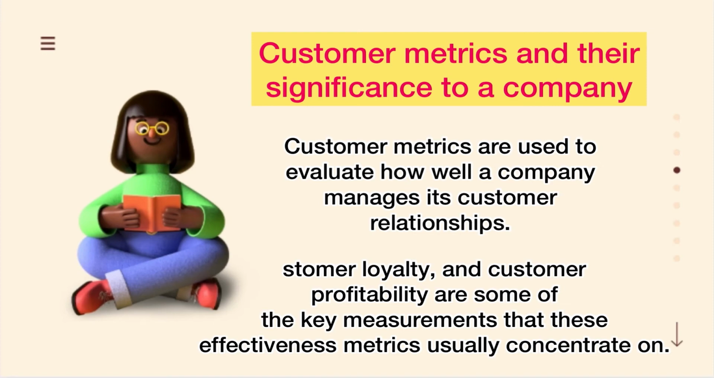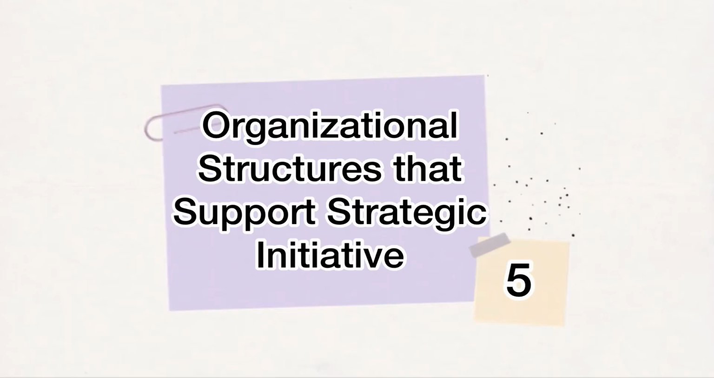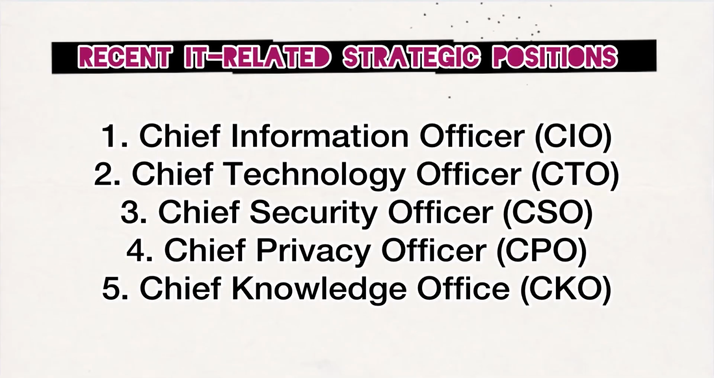So that's all for Chapter 4. And lastly, for Chapter 5, organizational structures that support strategic initiatives. So, in this chapter, there are 5 recent IT-related strategic positions, which are Chief Information Officer, Chief Technology Officer, Chief Security Officer, Chief Privacy Officer, and lastly, Chief Knowledge Officer. By looking at their names, we know what they are doing for their job.